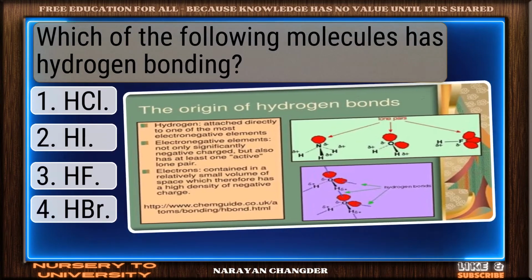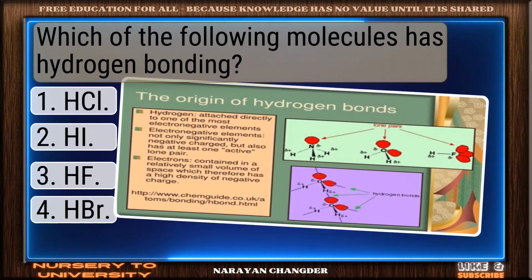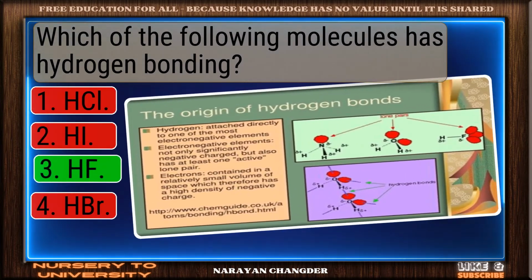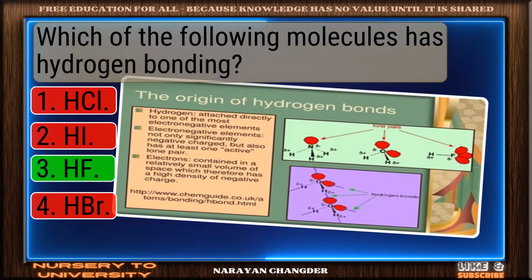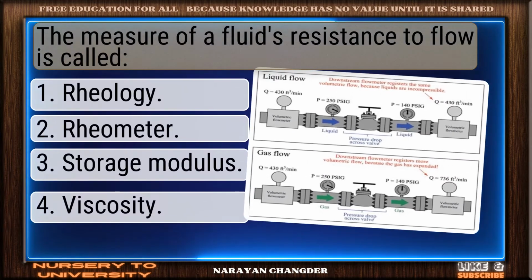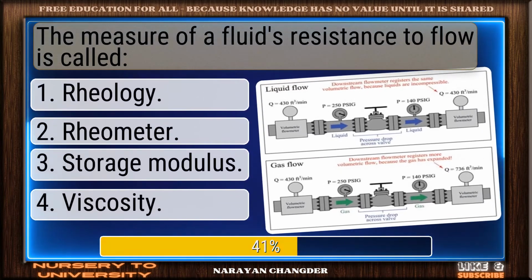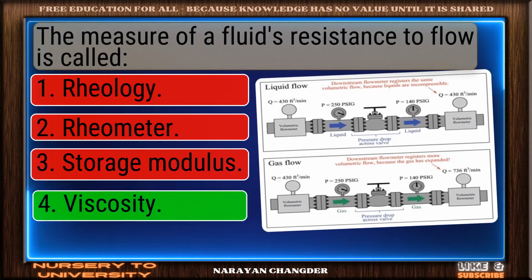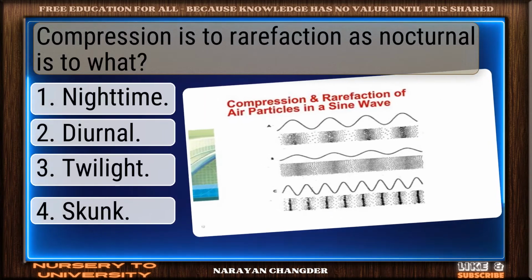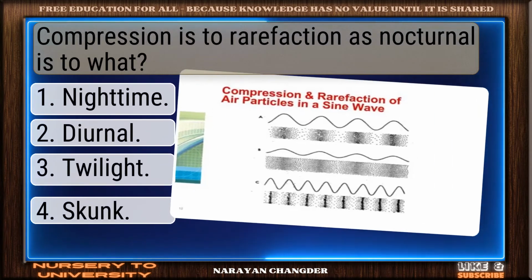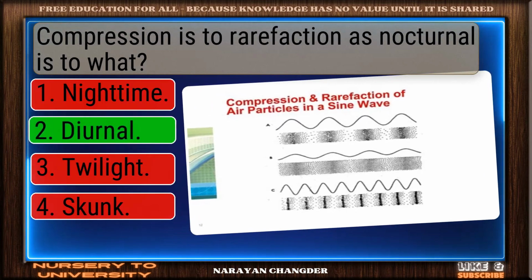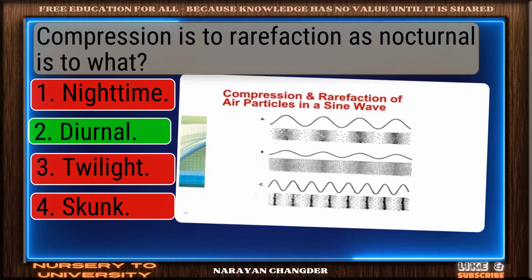Which of the following molecules has hydrogen bonding? Sharp thinking. F is the right choice. The measure of a fluid's resistance to flow is called. Correct. Viscosity is the right answer. Compression is to rarefaction as nocturnal is to what? Good thinking. Diurnal is the right answer.